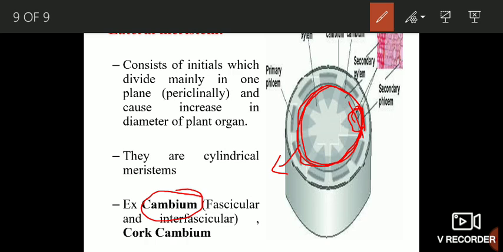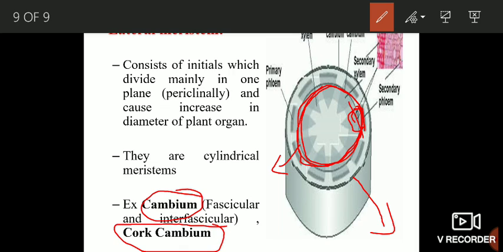And the second one is cork cambium. Here you can see this is the cork cambium. It is also a lateral meristem because it increases the girth of the plant, okay, by forming the bark. Okay, you will understand these terms very well when we will discuss secondary growth in plants.